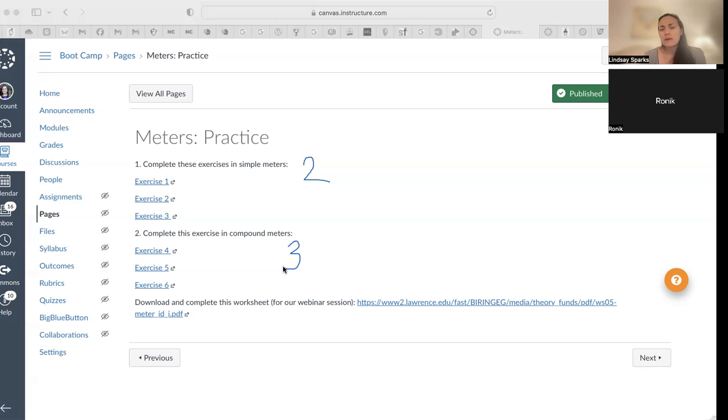Another thing that oftentimes people get confused on is the fraction, right? Meters are not actually a fraction. It's just a notation designation to make sure we have all the information as a performer. So the top number is how many beats you get in a measure. And the bottom number is the quality or the beat type that you're looking for in each measure. So in this case, we're getting 2 half notes in a bar, right?